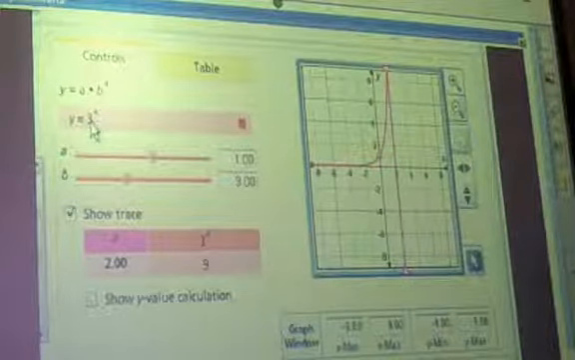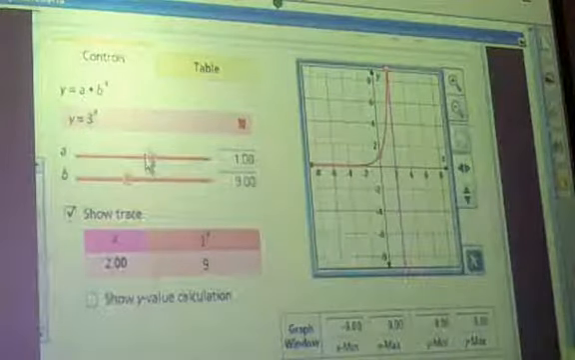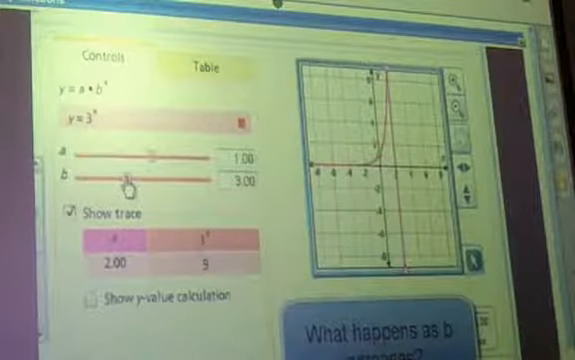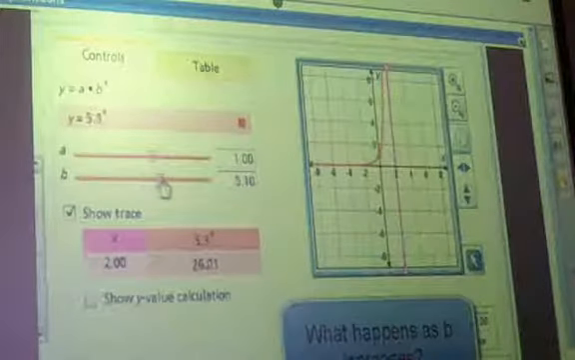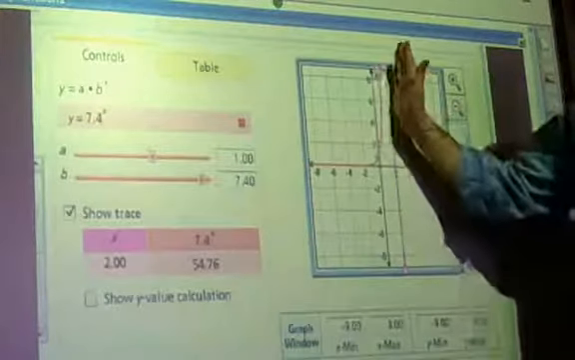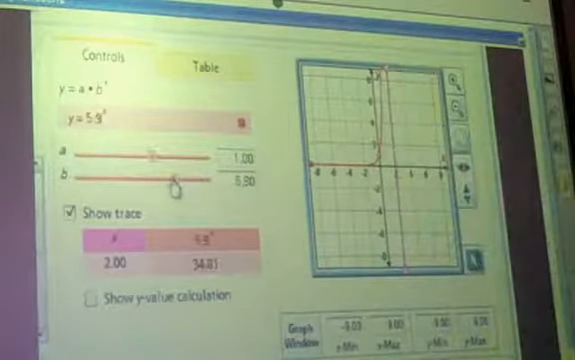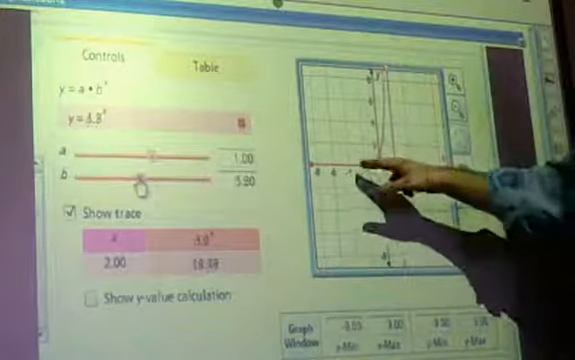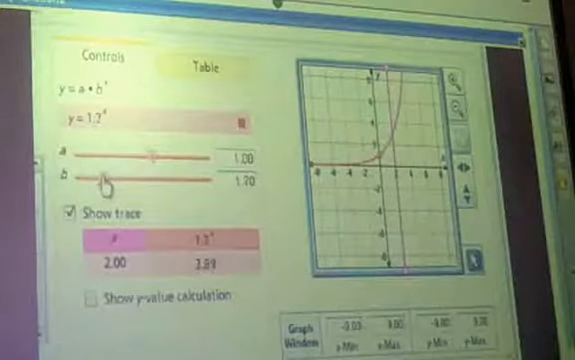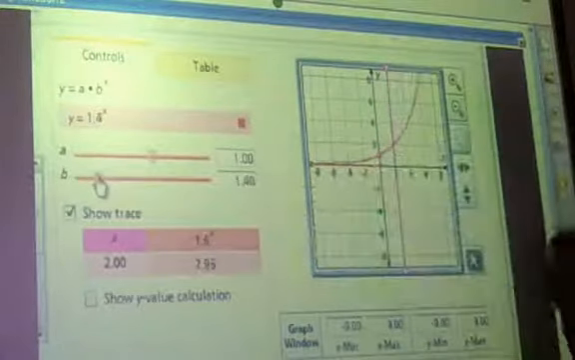Okay, so pointing out a and b. So what happens as b increases? So we take a look at our graph, and you see that whole thing just moving up faster, faster, faster. Okay, so right now we see it's going left to right, it's increasing, and as b increases, it increases faster. But what about as I slow it down? So watch the value of b here.